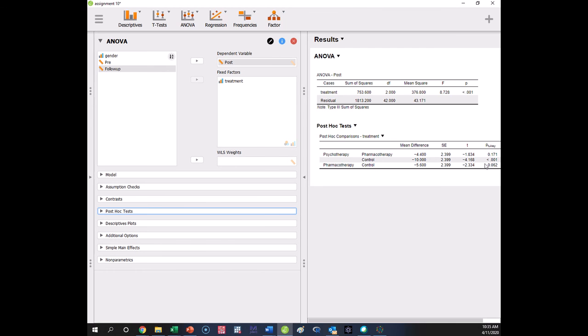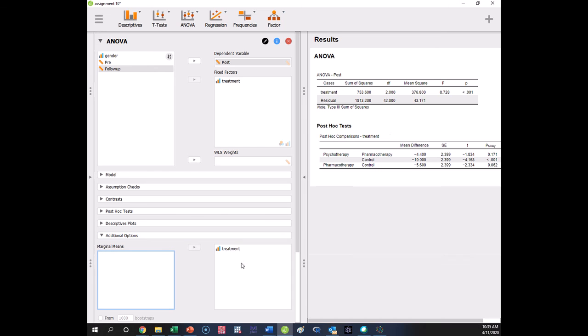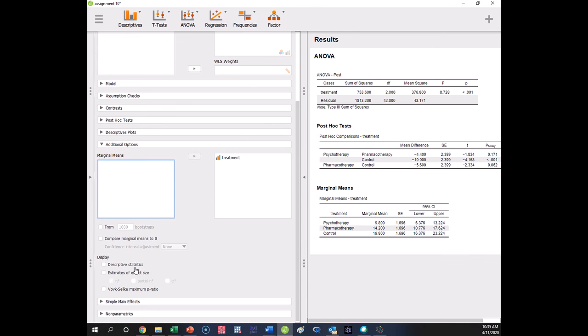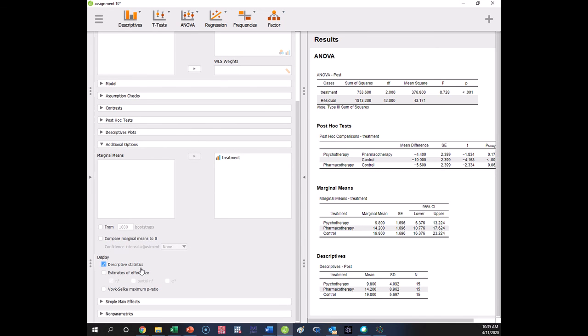Now, to fully interpret this, we need to have the means. And you can get the means by going to additional options and getting marginal means. And I suggest you also get descriptive statistics for that as a minimum. And this will help us be able to interpret it. So here what we see, psychotherapy and control was a 10-point difference, right? Negative 10. And that's these two numbers, 9.8 and 19.8. They differ by 10. Right? So psychotherapy 9.8 minus 19.8 equals negative 10. That's where this comes from.